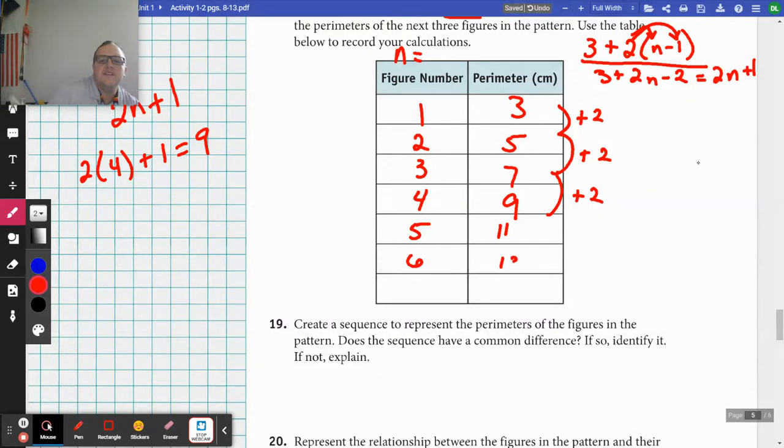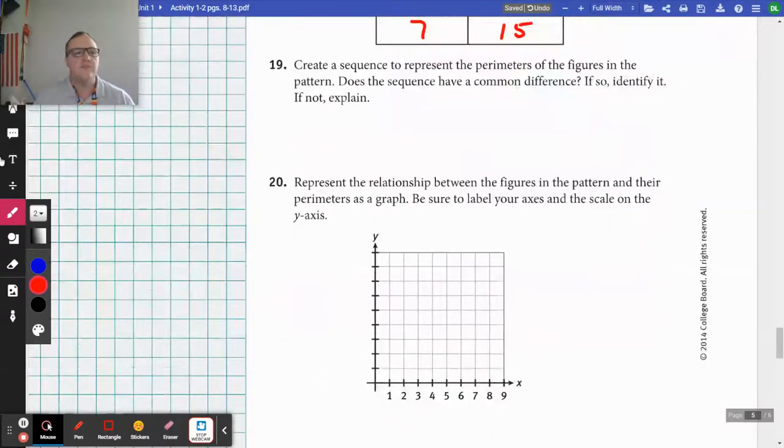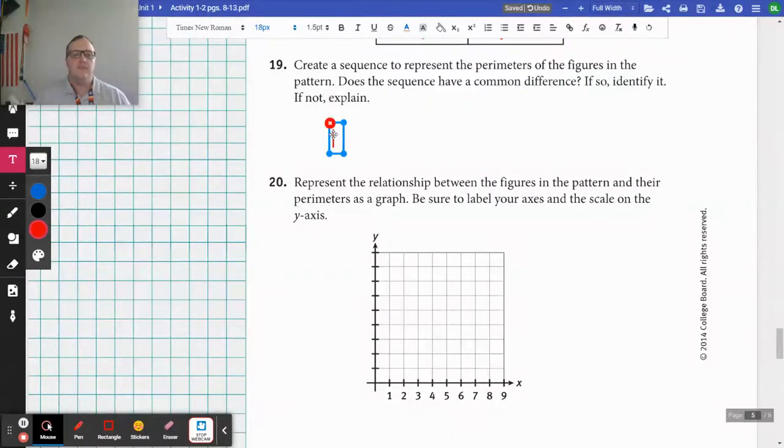6 would be 13. 7 would be 15. All right, what's the sequence? Write down the sequence. This isn't stuff you need me for. Go ahead and write down the sequence. You don't need to be looking up here to see how to do it. This is stuff you should know by now. What's the sequence? Write down the sequence. Okay, here's what the sequence is.